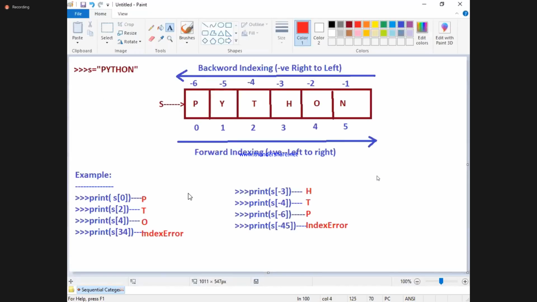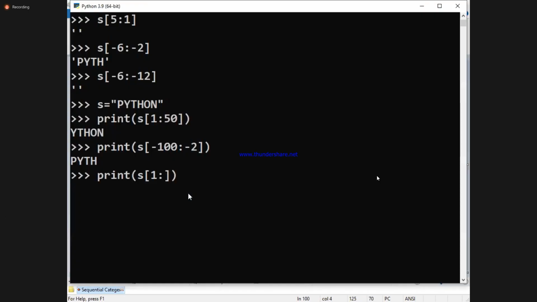So these are all special occasions which you have to remember. Even if I don't cover, definitely tomorrow it will come in the written test. So see here, YTHON. Which one is not specified? End index is not specified. Shall I move forward? Yes.